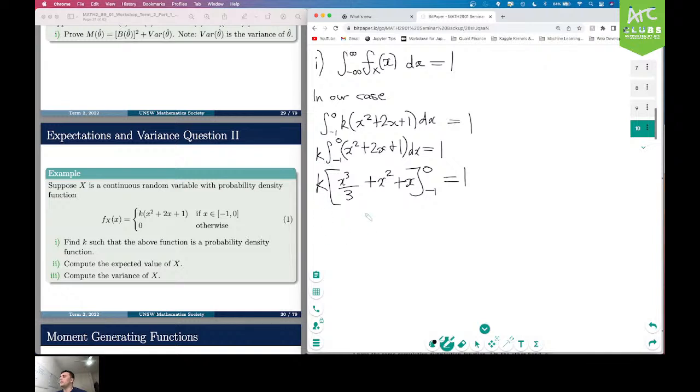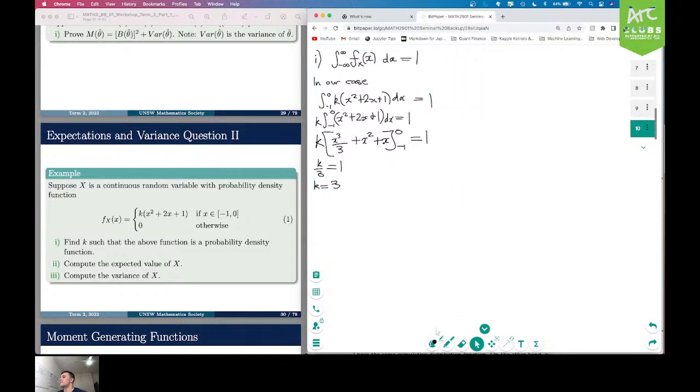Cool. And so what we get is, if you sub in the top minus sub in the bottom, you're going to get k on 3 is equal to 1. And so k has to be 3 in order for that to work. Okay. Cool. So what you'll see there is that if you integrate this function considering k equals 3, you'll see that the integral over its entire support is 1, right? As we needed it to be.